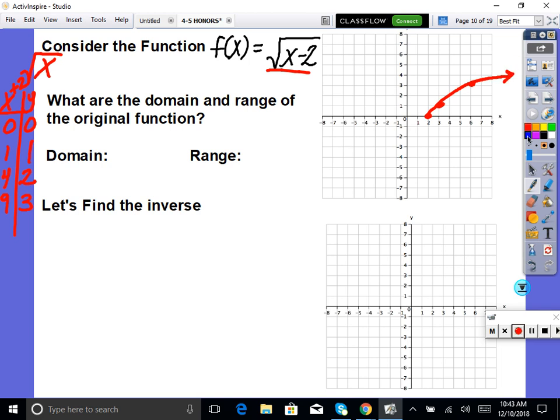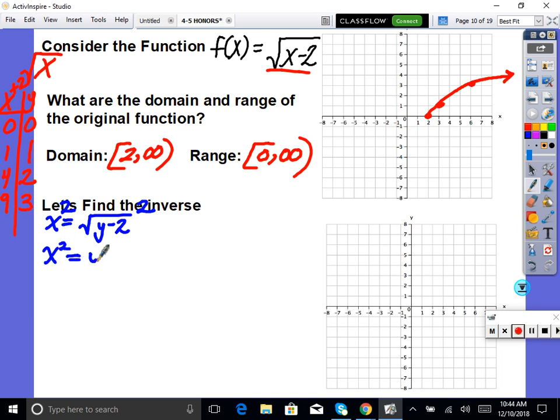Now let's find the domain and range of that. So the domain is 2 to infinity. My range is 0 to infinity. We learned how to graph these last time. Now let's use some algebra to find the inverse of that. So we switch x and y, so we have x is equal to the square root of y minus 2. So why don't we first square both sides?